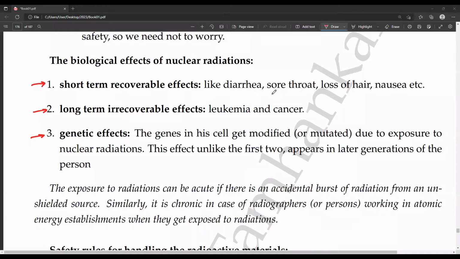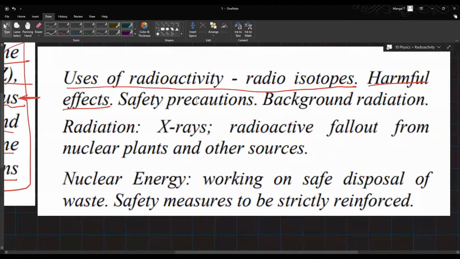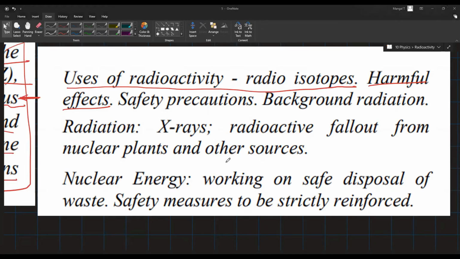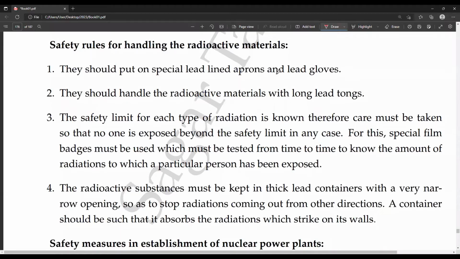Okay, moving ahead now. So what are the safety precautions that one has to take? Again, safety precautions are categorized into two different things. So we will see the first one now. So this is the safety precaution for handling radioactive substances. So people who are scientists, research scientists, or even the people who are working in the nuclear power plant have to abide by certain safety rules.